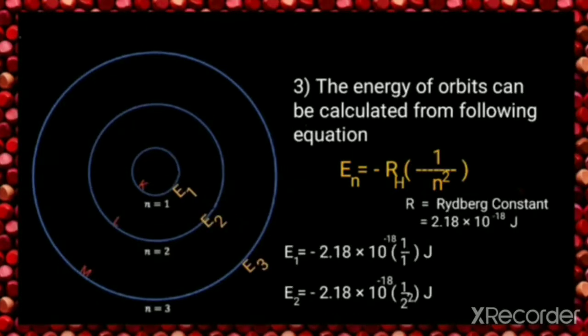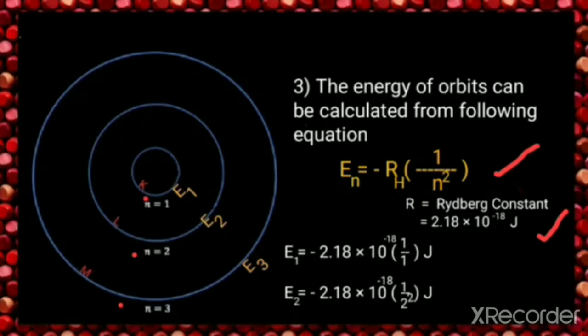He also explained how to find the energy of the orbit, which can be calculated from the formula En = -RH × 1/n², where RH is the Rydberg constant. Its value is 2.18 × 10^-18 joules. Here n is the number of the shell. If we are talking about the energy of the first shell, then n is equal to 1. For the second, we take n equal to 2. For the third, we take n equal to 3.